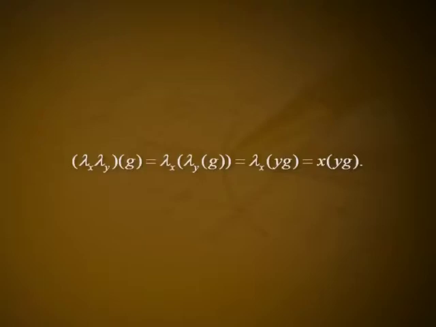It remains only to show that phi of xy is equal to phi of x into phi of y. That is, that lambda xy is equal to lambda x into lambda y. Now, for any g in G, we have lambda xy of g is equal to xy of g. Also, lambda x, lambda y of g is equal to lambda x of lambda y of g, which is equal to lambda x of yg, which is equal to x into yg. Thus, by associativity, lambda xy is equal to lambda x into lambda y. Hence, phi of xy is equal to phi of x into phi of y.